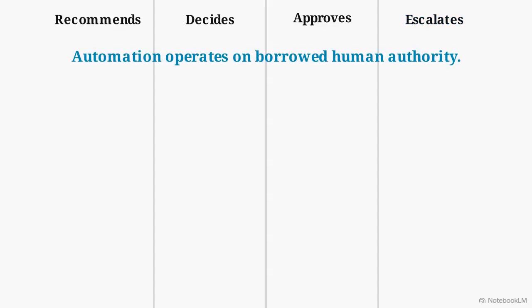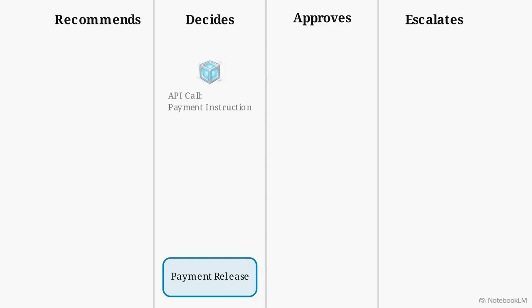This matrix displays the exact separation of roles. It strictly defines the lanes of accountability: who recommends, who decides, who approves, and who escalates. Autonomous execution is a myth. Automation operates on borrowed human authority.